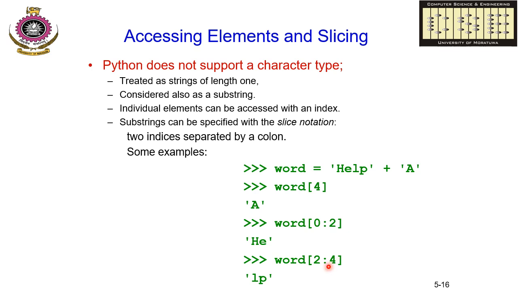This will be the expected output. And we can take anything in between 2 to 4: include 2, include 3, but do not include index 4. That means we will get LP as the output. So that's how slicing is performed on strings. We can access elements using the index, and we can do slicing using, once again, the index range. That's how we perform slicing and access elements in strings in Python.